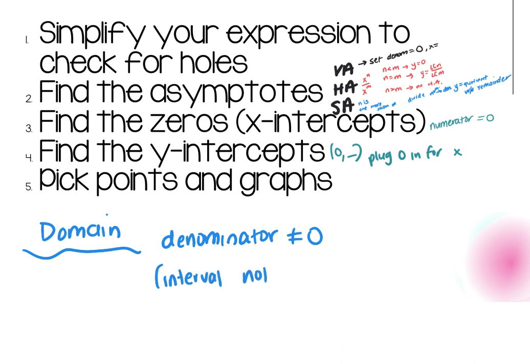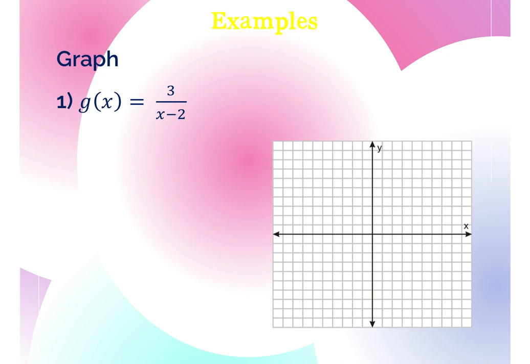So today we're going to practice all of this. We're going to act as though each question is that last question on your quiz. All right, here we go. So number 1, g of x equals 3 over x minus 2.